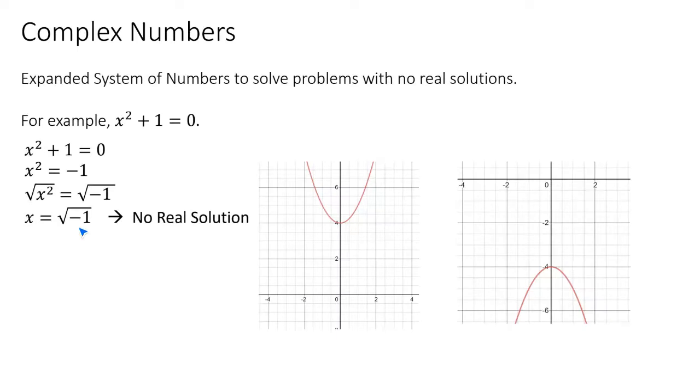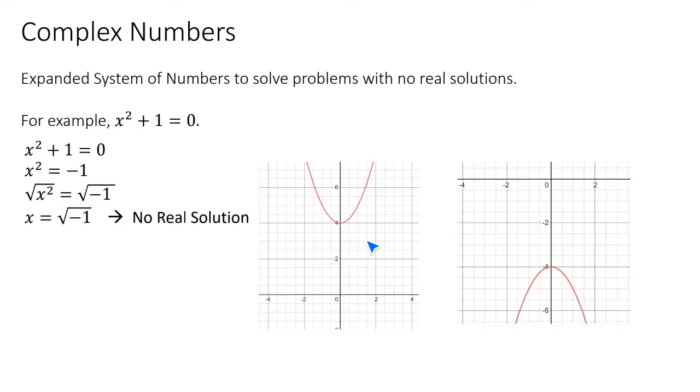Whenever you have this type of solution, if you have no real solution, that means your graph is not going to cross the x-axis. So your graph is going to be either up here or down here somewhere, but it's not going to cross the x-axis. In this example, neither one is the answer, right? So our graph of x squared plus 1 would be down here somewhere. But the point is that it's not going to cross the x-axis.